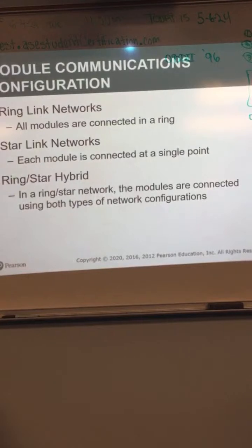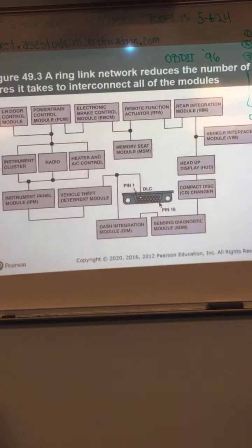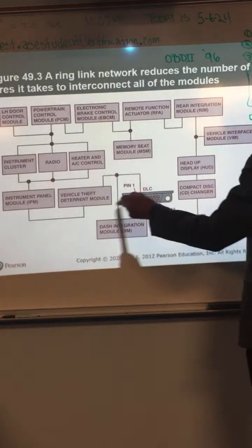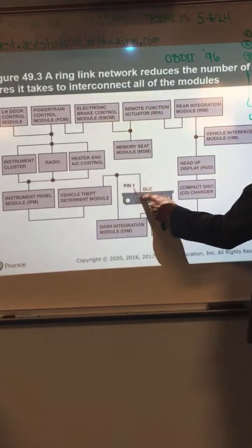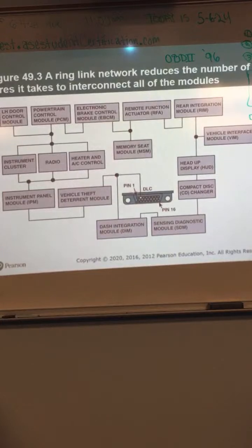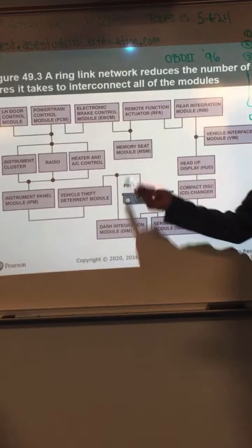Different types: there's ring link connector, Starlink, and a star ring, which is a hybrid combination of the two. Here is your 16-pin diagnostic connector called a DLC, Diagnostic Link Connector. This network reduces the number of wires it takes to interconnect all the modules. As you can see, these guys can all talk to each other through pin 1. And you can plug a scan tool into it and pick up any of this information.